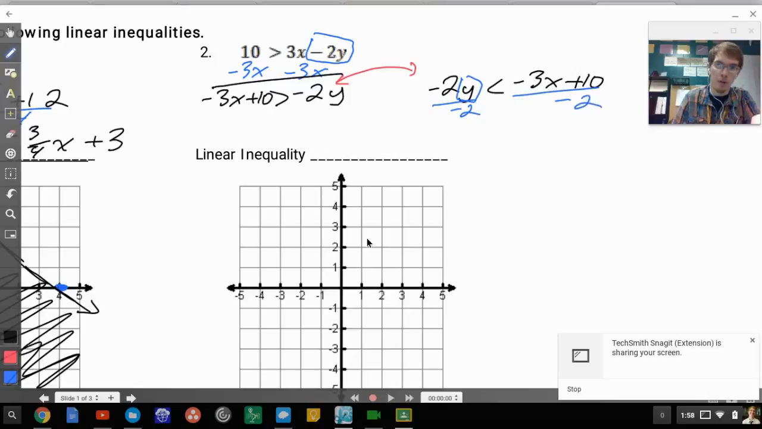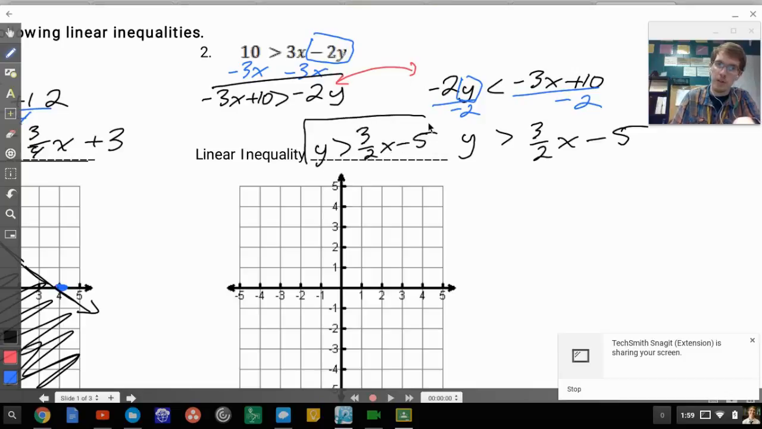Well, there's a rule we already said. When you multiply or divide by a negative, you flip the sign. So this is actually going to be flipped to a greater than sign. So y is greater than, let's see, it's a positive 3 over 2x minus 5. So there's actually our inequality. I guess I could have written it over here. There's my inequality that I can graph.